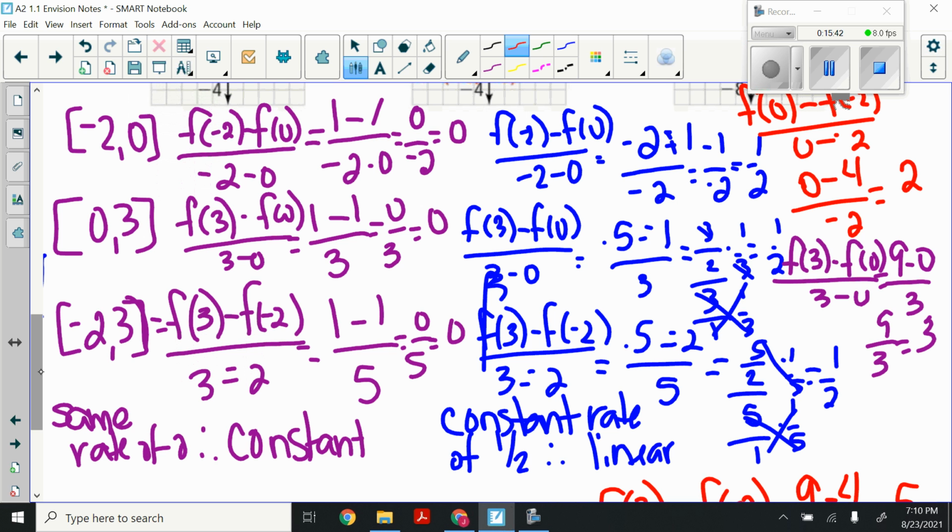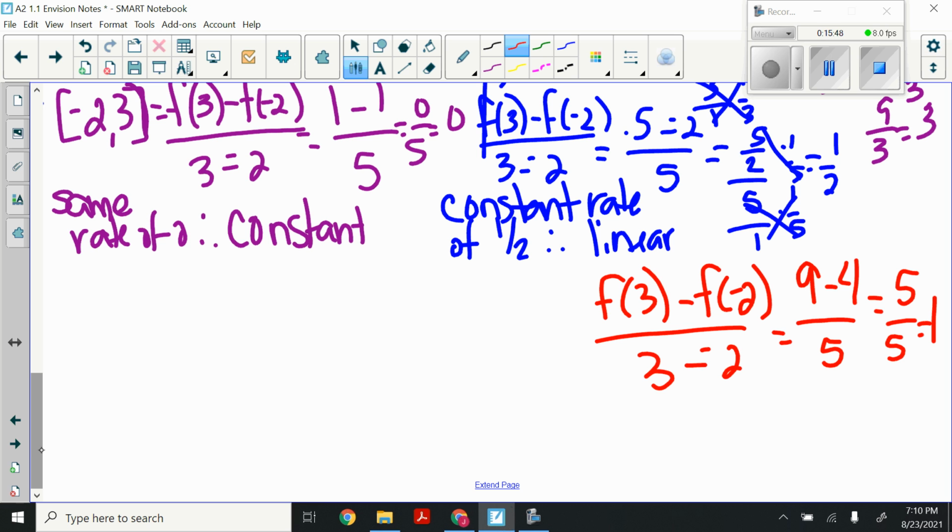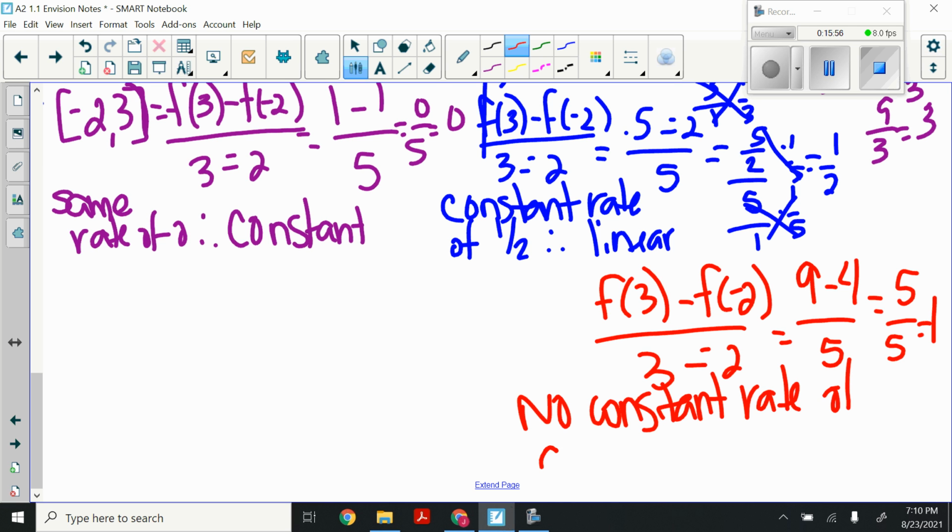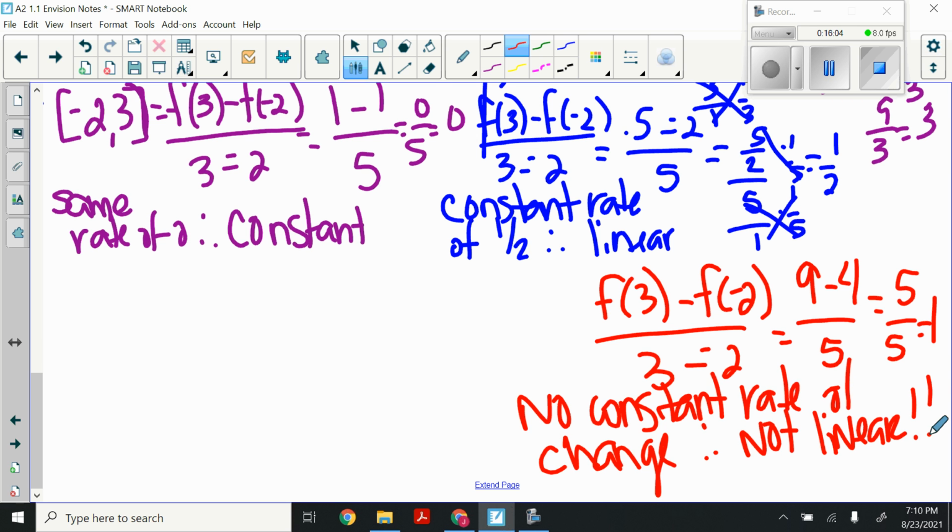Notice I did not get the same average rate of change each time on my parabola. I had a 2, a 3, and a 1. Okay, so here, no constant rate of change. What does that tell me? Therefore, I know this is not a linear function. Okay? All right, so that wraps up section 1.1.